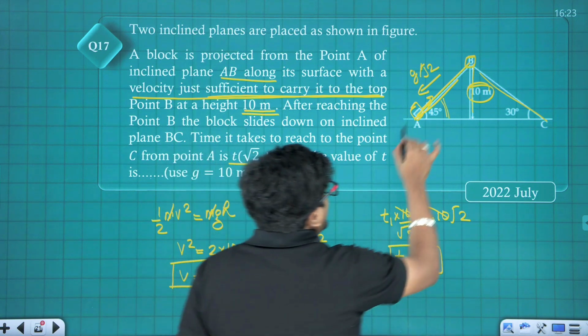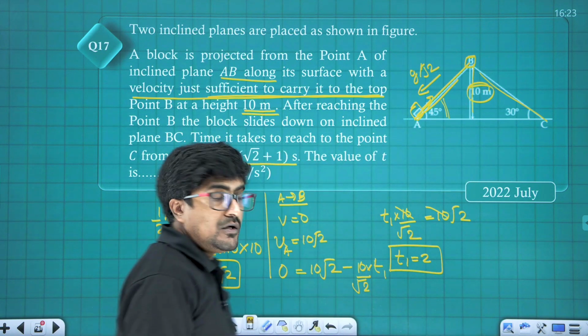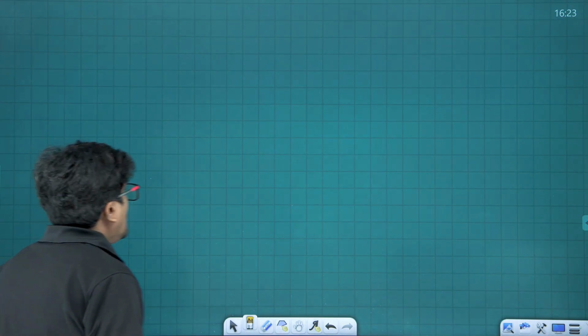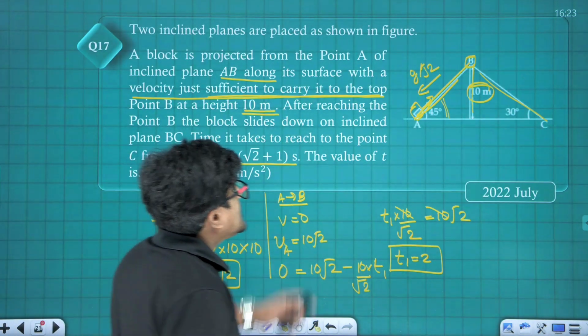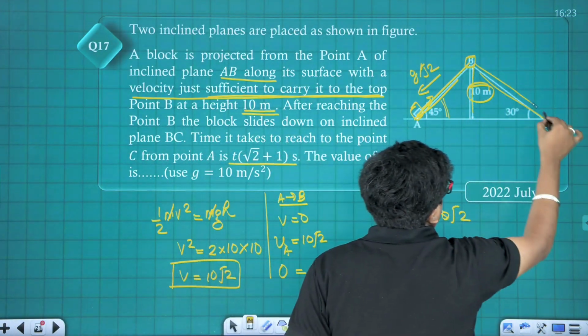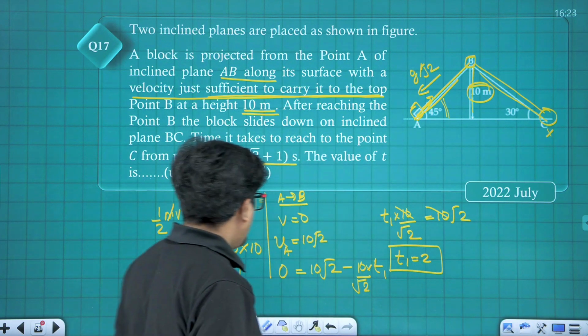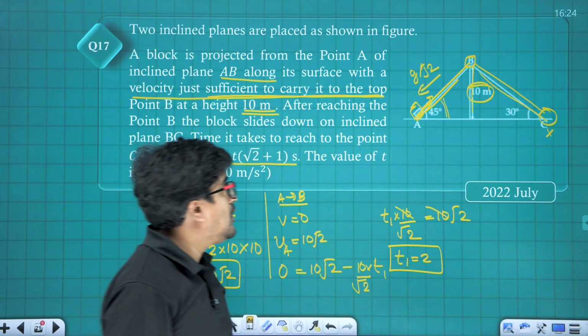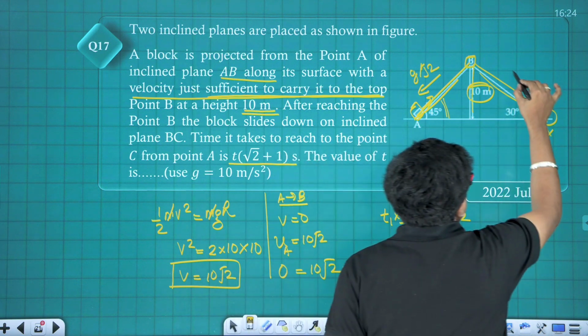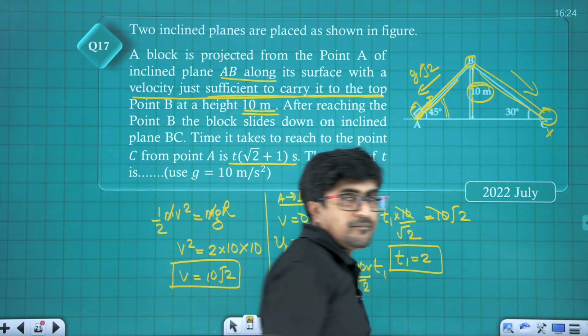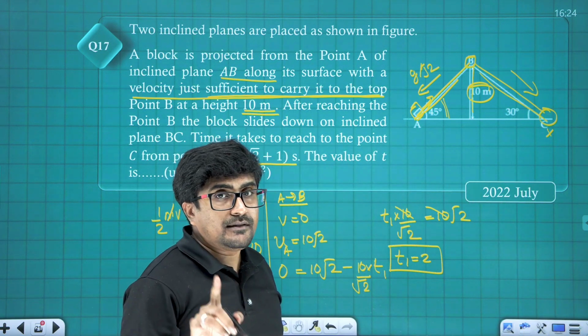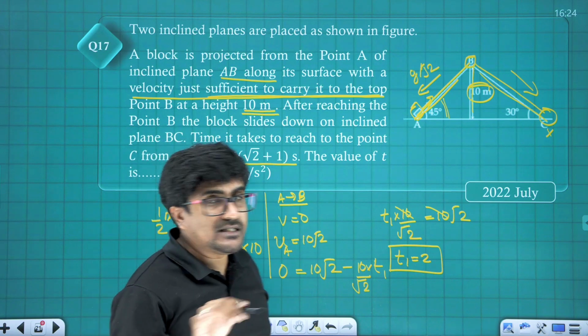That means A to B, the time taken is what? 2 seconds. Now, let me consider the journey in the downward direction. As per the law of conservation of energy, once it reaches here, the final velocity again needs to be what? 10 root 2. But here the acceleration is g sin 30 in the downward direction, and sin 30 is 1 by 2. So here the acceleration is g by 2.